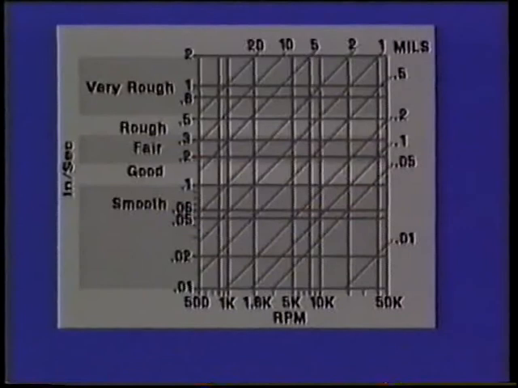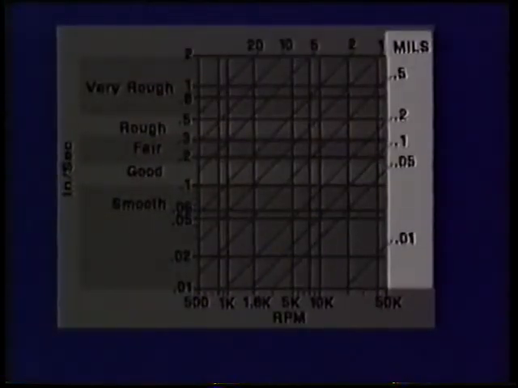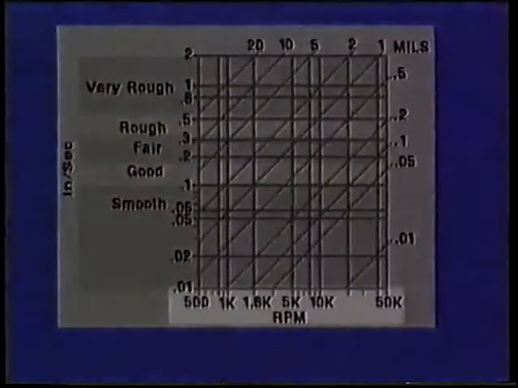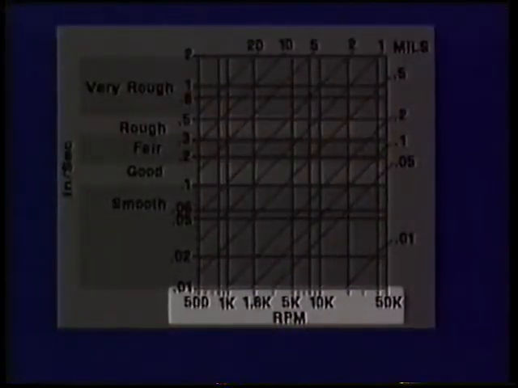You'll notice that each side of the chart is marked with information. The top and right-hand sides of the chart are marked in mils. You'll recall that mils are used to measure peak-to-peak displacement. The bottom of the chart is marked in revolutions per minute, or RPM. This axis represents the speed of the operating equipment.